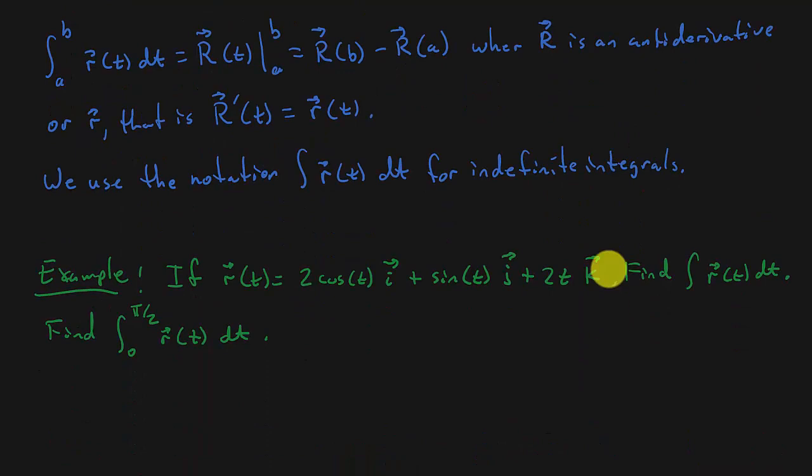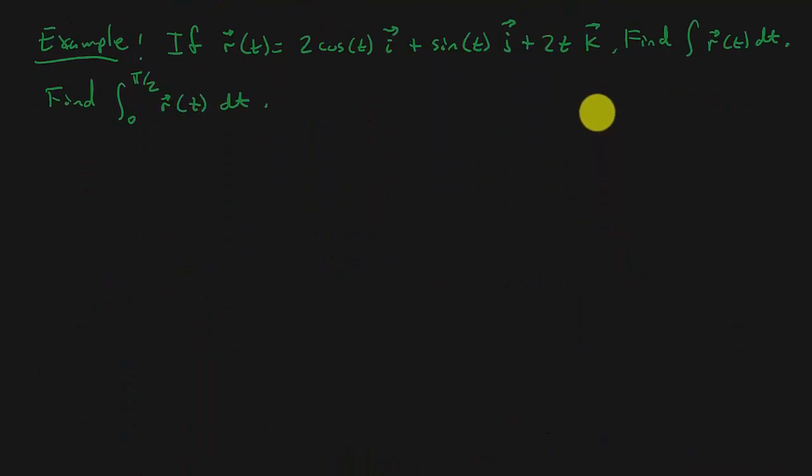All right, so let's look at this. Wow, this is the last example. This video went pretty quick, didn't it? All right, so it says if r of t is equal to this, find the integral of r of t dt and find the integral of r of t dt from 0 to pi over 2.